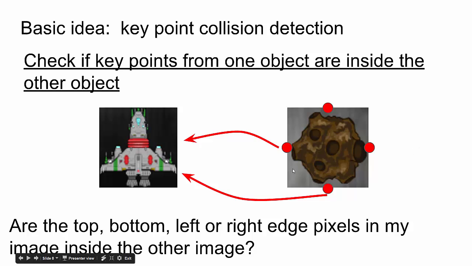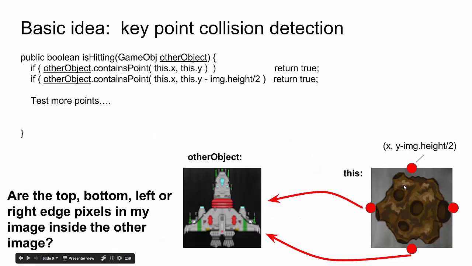So that was the idea. What does this look like in code? It's going to look something like this. So inside the GameObj class, we want an isHitting method. It's going to return true or false, because it's asking the question, is something hitting us? And the input is the other GameObj. So I'm asking, is the other GameObj hitting us?